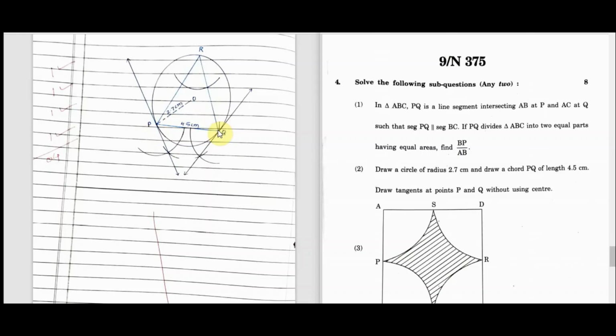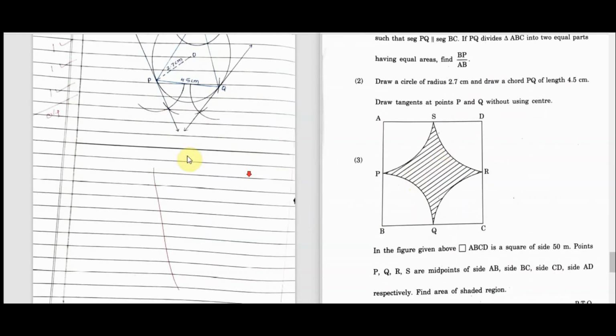Then drawing the tangent at point P without using the center. So you know how to draw without using the center: draw this arc, complete one triangle, then draw the arc and so on. So drawing the first tangent, you will get 1 mark, and the second tangent 1 mark. Like this, you will get 4 marks for this diagram. Okay, so this is question number 4, second.